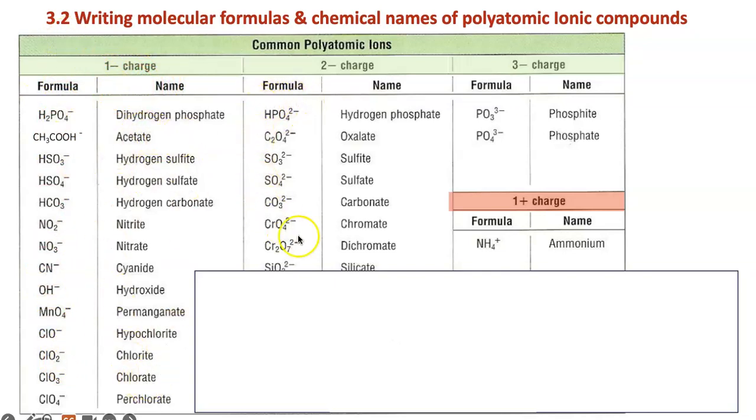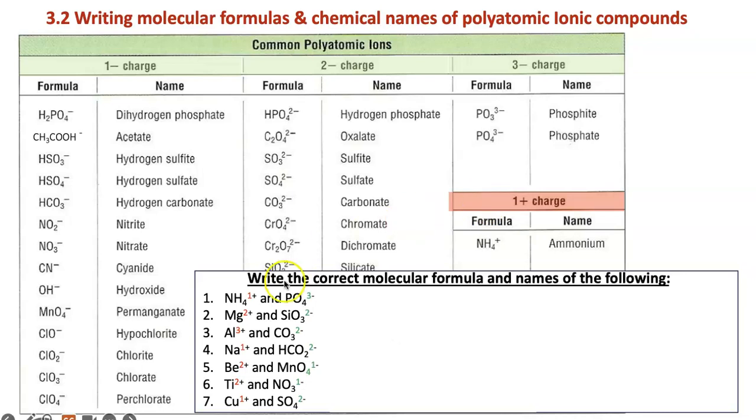And here are the -2 charged polyatomic ions and their names. And here are the -3 charged polyatomic ions and their names. And note that there is only one positively charged polyatomic ion. So this guy would be written first, followed by any of these other guys. You can also make polyatomic and monoatomic ion containing compounds. Let's look at some examples.